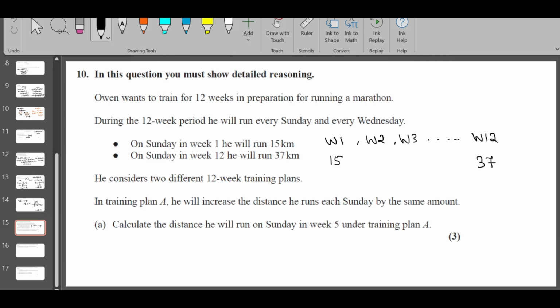He considered 2 different 12-week training plans. In training plan A, he will increase the distance he runs each day by the same amount. If something is increased by the same amount every day, that's arithmetic.